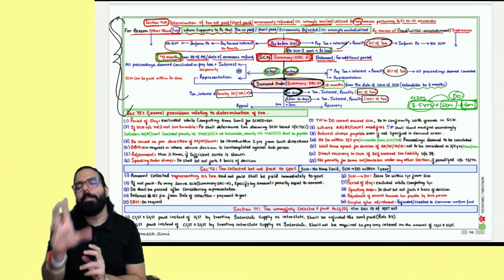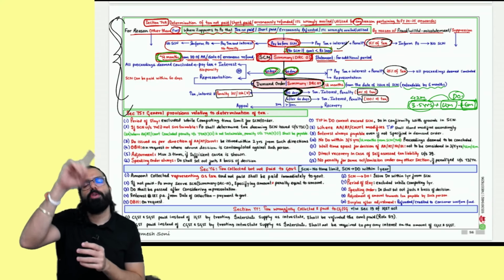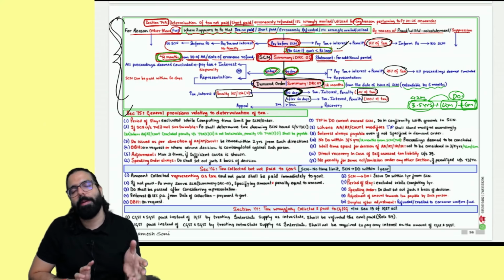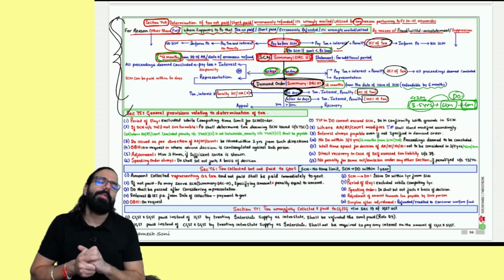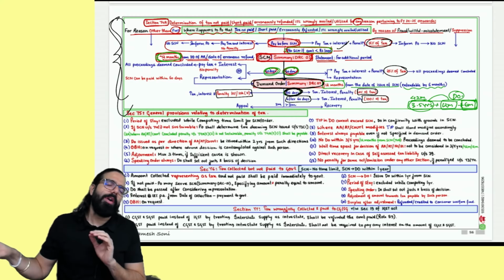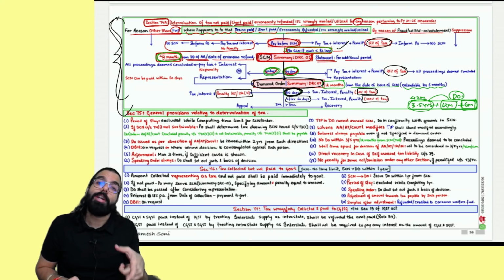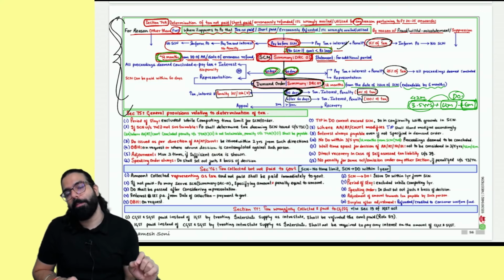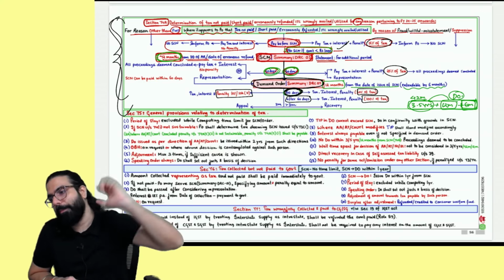Earlier it was 30. Demand order will come within how much time? Show cause notice to demand order is 12 months, further extendable by 6 months. Demand order has come. After the demand order, in a non-fraud case, nothing. In a fraud case, you are given not 30 but 60 days to make payment, 50% penalty. After that, 100% penalty. Done, sir.